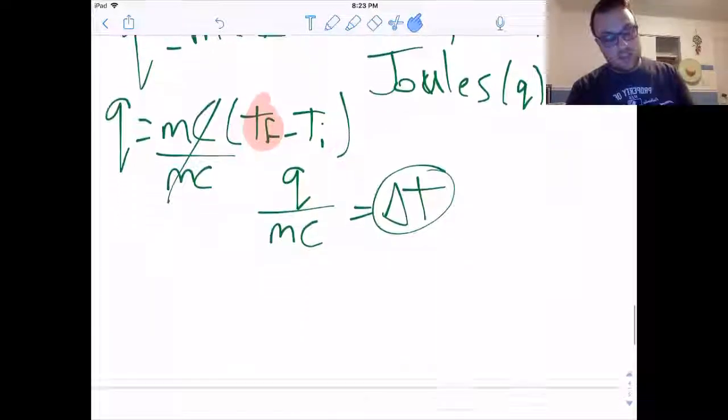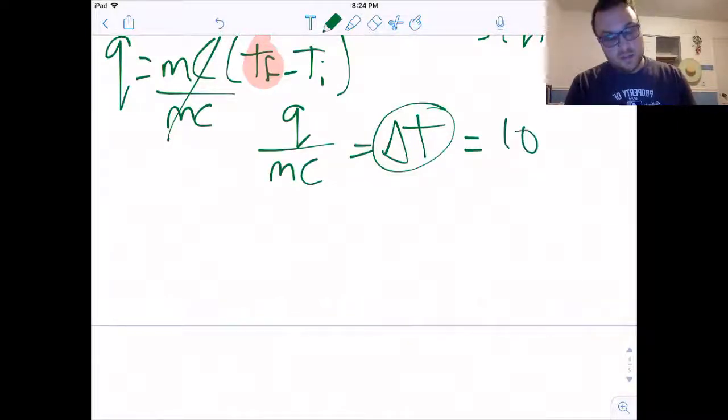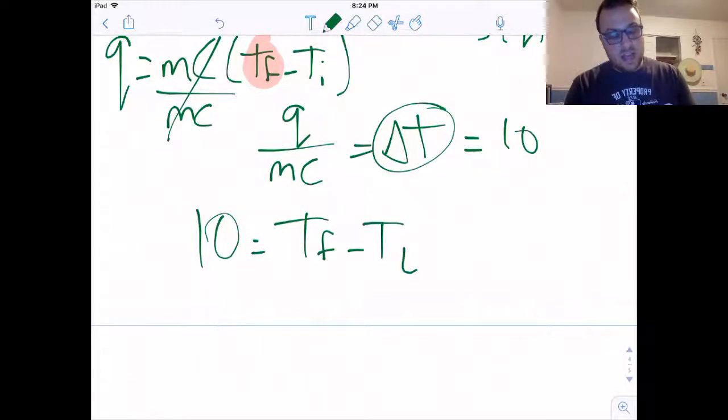Let's say the answer here is 10. You know your delta T is 10. Well, you do 10 equals TF minus TI, where they've given you one of those. Usually they give you the initial temperature. And then all you have to do is add TI to both sides to get your final answer.